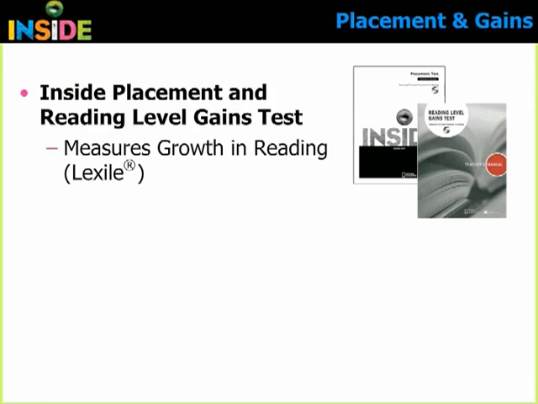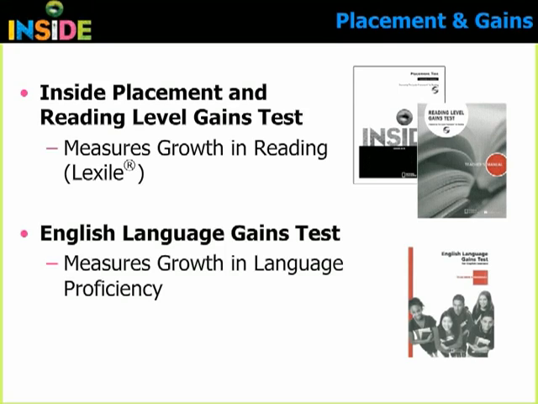The Inside Placement Test places students into the appropriate level of Inside by reading level or Lexile. The Reading Level Gains Test provides ongoing progress monitoring that comes in 3 parallel forms, so it can be used throughout the year to show signs and gains that students are making in reading. Both of these assessments yield a Lexile. The English Language Gains Test also has 3 parallel forms to determine students' language proficiency level: beginning, intermediate, or advanced. These can be used throughout the year to show the gains students are making in language development.